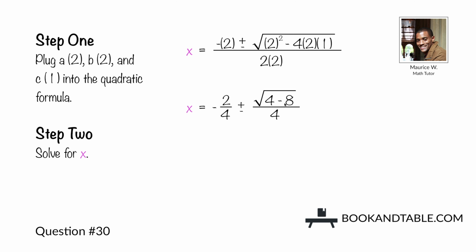4 minus 8, which is negative 4, over 4. The square root of negative 4 is equal to the square root of 4 times the square root of negative 1. The square root of 4 is equal to 2, and the square root of negative 1 is i. 2 divided by 4 is equal to 1/2, so we get x is equal to negative 1/2 plus or minus i over 2.